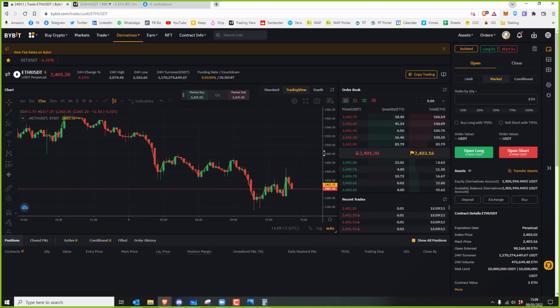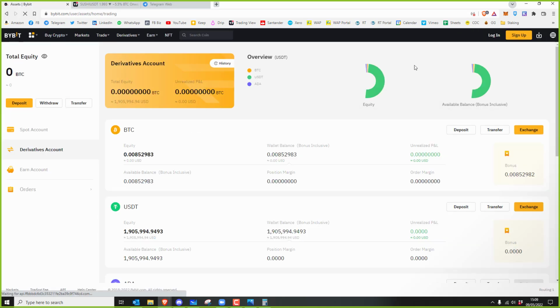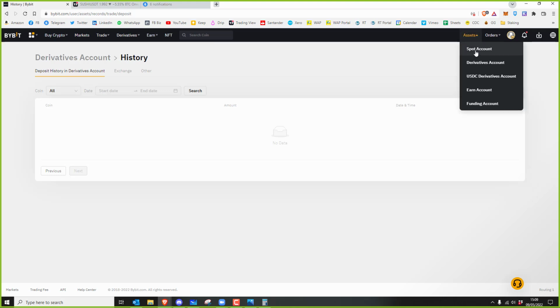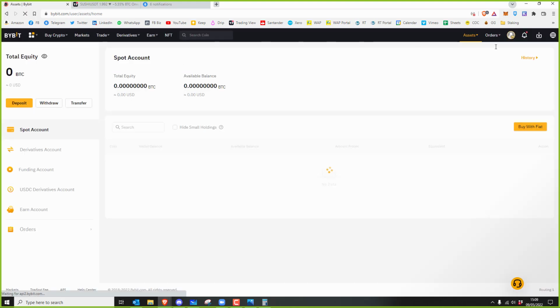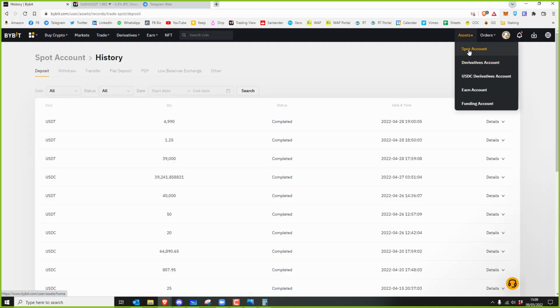Which leads us to tracking and maintaining your trades. Again, it's a bag of balls. You have to go to derivatives account, go to history, and then you have to... no, sorry. Derivatives account, history... no. Even I, every time I do this, I struggle. Maybe it's the spot account, and then history. Let's try that. That's better.